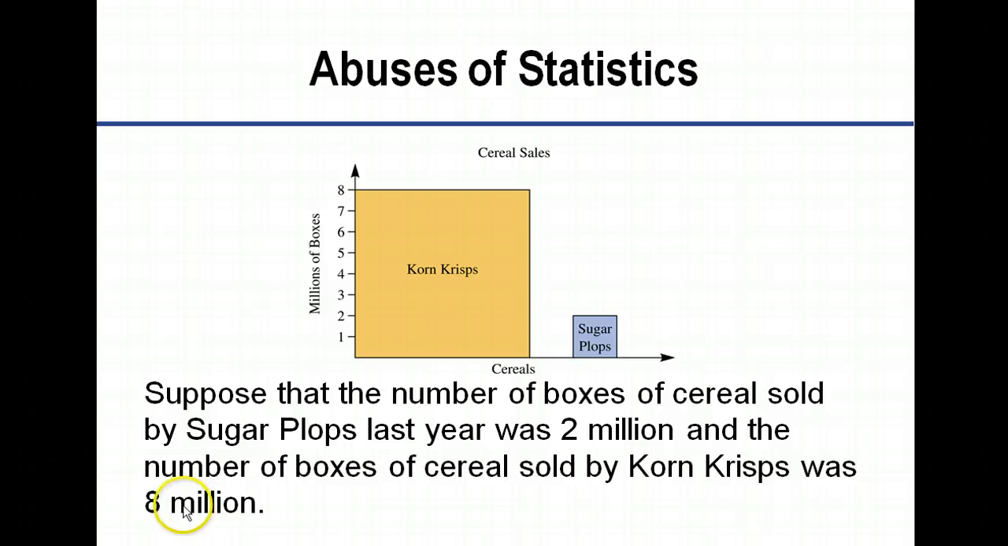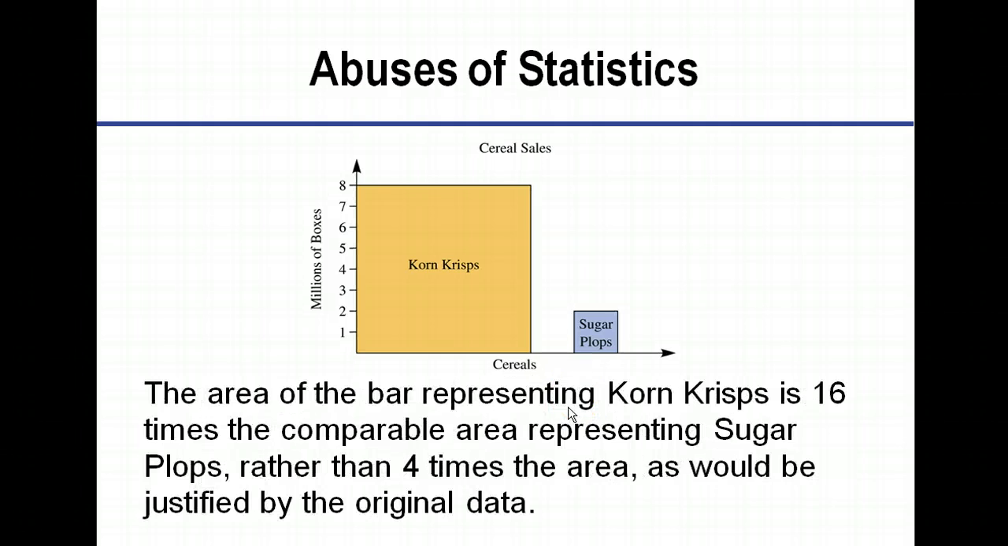The number of Corn Crisps and the number of Sugar Plops only differ by a factor of 4, right? Sugar Plops was 2 million and Corn Crisps was 8. So it's really 4 times as many Corn Crisps as Sugar Plops. That means this gold box should really be 4 times as big as the blue box, and it's not. The area of the box representing Corn Crisps is actually 16 times the area representing the Sugar Plops, rather than 4 times, as the original data suggests. That can skew us into thinking there are many more Corn Crisps than Sugar Plops.